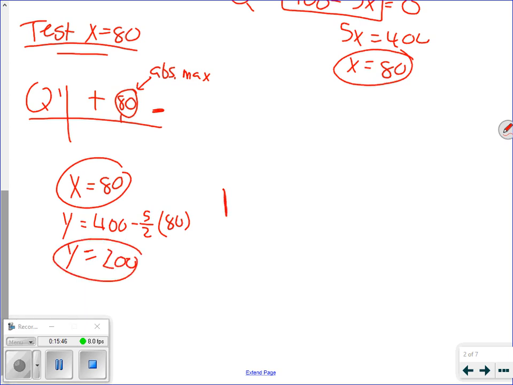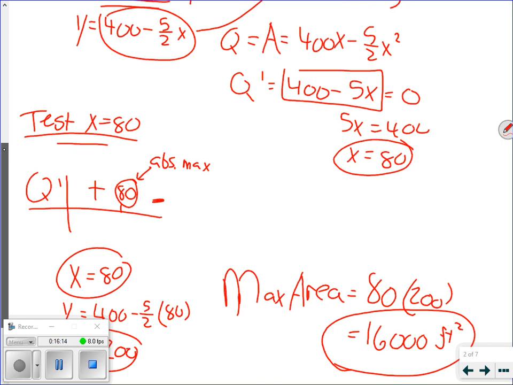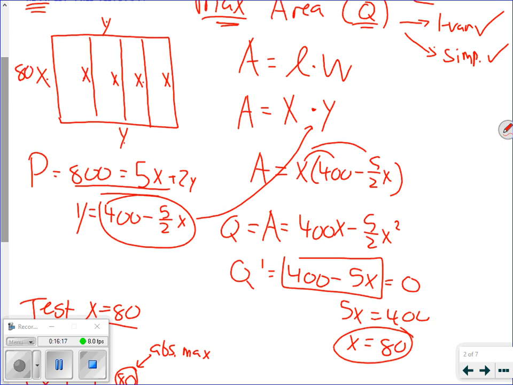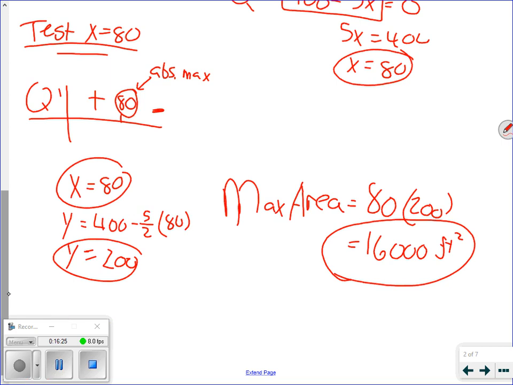So the maximum area, given those conditions, is just equal to 80 times 200, which is equal to 16,000. I think the units were feet in this case, so feet squared. Given that I use all of those fencing requirements, the max area I can have is 16,000 feet squared. Okay? We figured out that each of these are 80, and this length is 200, and we got the max area given our conditions. Very nice. Let's keep going.